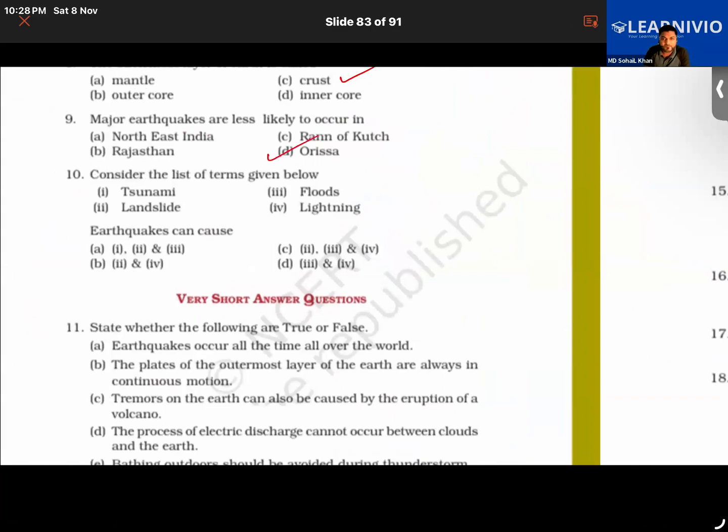Next. True. 10th question. Consider the list of terms given below here. Earthquakes and cows. Sir, A. Others also have to answer it quickly. Abu Bakr, answer it. Priyanka. Meanwhile, you guys answer the 11th question now.